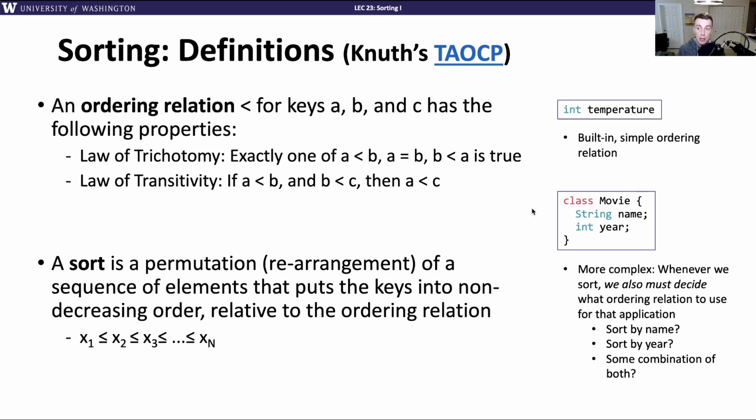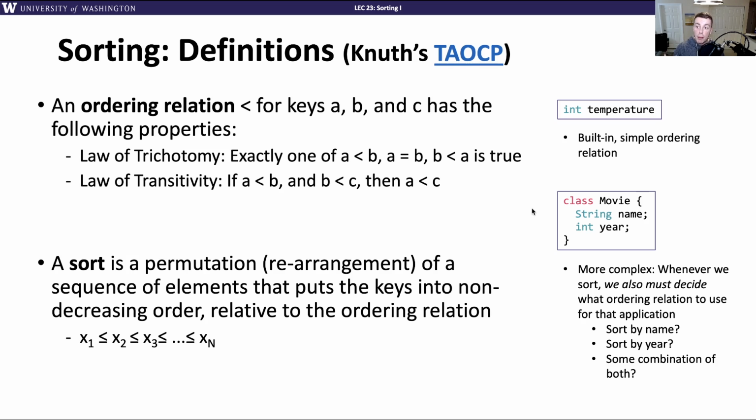The first is the law of trichotomy, which means that only one of these things should be true: A is less than B, A is equal to B, or B is less than A. You should only have one of those statements be true in order for the ordering relation to make sense. And the other one that he defines is the law of transitivity. So if A is less than B and B is less than C, then A should also be less than C. So these ordering relations need to make sense from the perspective of trying to order them on a line.